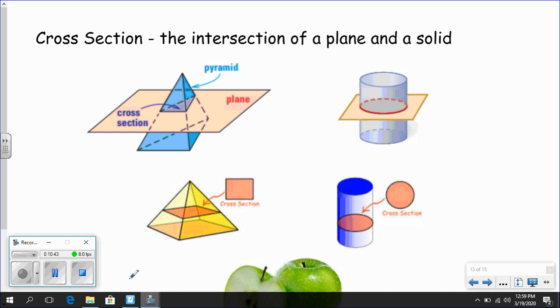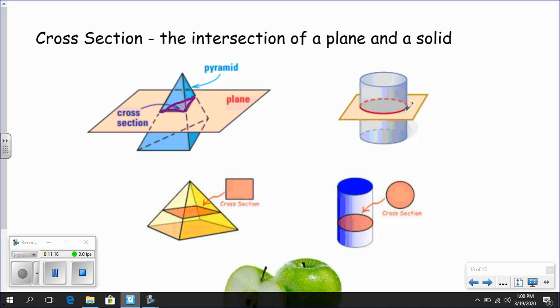The last thing we're going to talk about is a cross-section. A cross-section is the intersection of a plane and a solid. So if we have our pyramid here, and this plane right here is going to be the cross-section, you have to kind of use your imagination. Picture this plane cutting the pyramid. When it would cut the pyramid, this part here is the cross-section. That's what we're going to look at, and you'll see that that cross-section is a triangle.